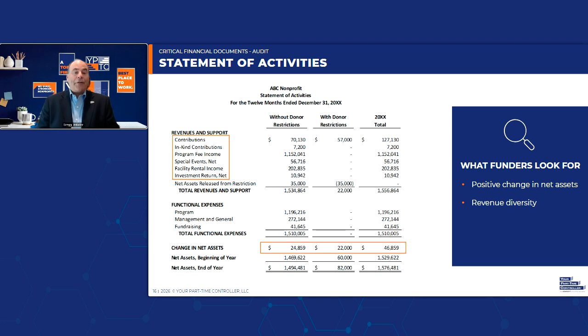As they look at the revenue section, they're really trying to determine revenue diversity. Is there a heavy reliance on a single funding source, such as just one grant or one major donor? That could create some risk. So a healthy mix of earned income, like program fees, and contributed income, like donations and grants, generally provides more stability and flexibility. In this example, program fee income represents about 74% of total revenue. That could be a strength, but funders may also consider how sensitive that revenue stream is to changes in demand or participation in the program.